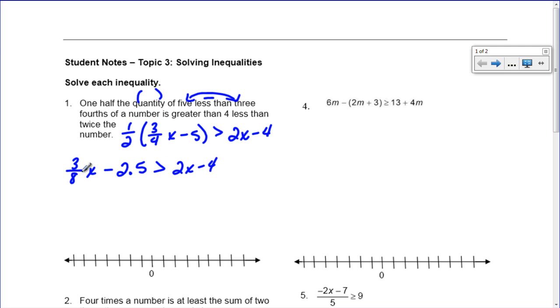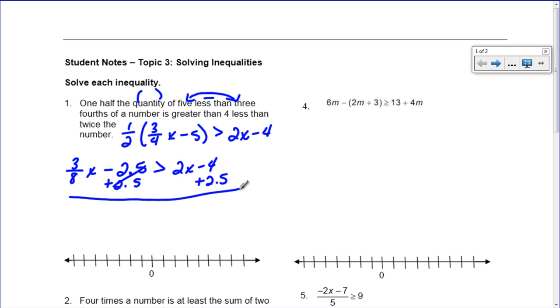Well, now I have this fraction in my problem, and I'm going to deal with it in a minute, but the first thing I'm going to do is move my negative 2.5 over to the other side, because when I solve inequalities, I like to get my variables on the left so that when I read the inequality, I don't have to read it backwards. So I always like to put them on the left. So I'm going to add 2.5 to both sides. That's the first thing I'm going to do.